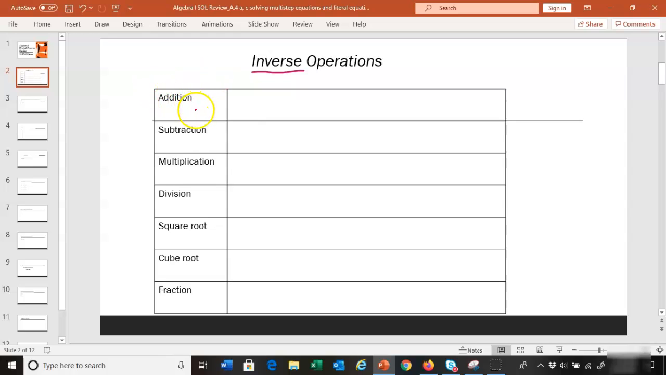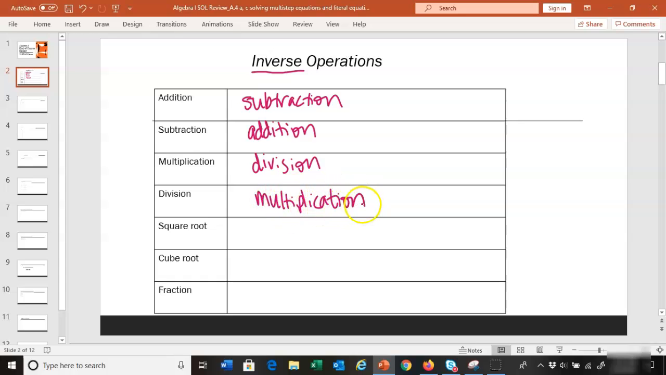So the opposite or the inverse of addition is subtraction. And I know you've been doing most of these for many years. Subtraction, the inverse is addition. The inverse of multiplication is division, and vice versa, right? Now the ones here on the bottom are the ones that we've learned more recently. The inverse of square rooting is squaring. So I can write that.